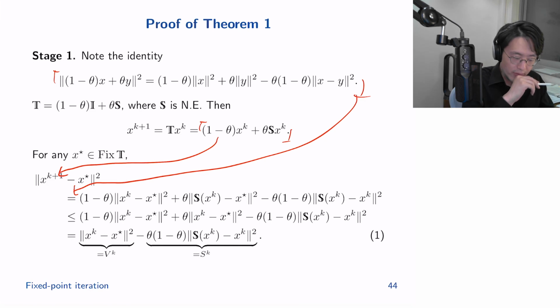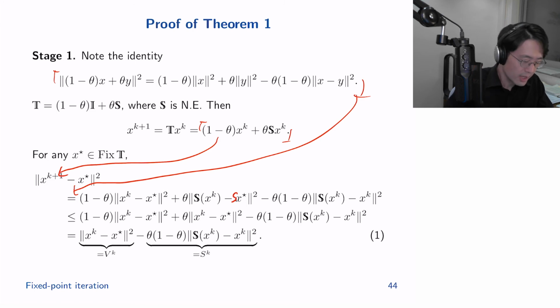Now remember, S_k is a non-expansive operator. Also, here we have x star, but the operator S and the operator T share the same set of fixed points. So we can easily just write S over here. And then by non-expansiveness, this thing is less than or equal to the norm of xk minus x star, and we keep this term the same.